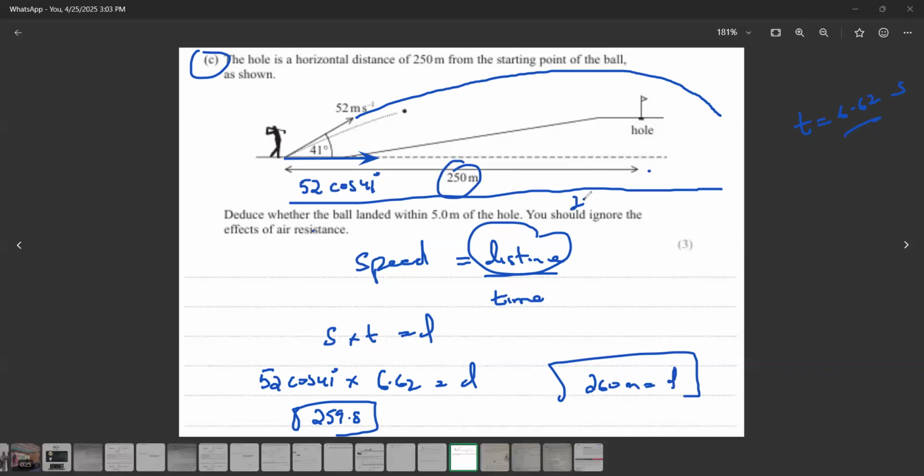So the ball will not land within 5 meters of the hole, because to land within 5 meters from the hole, the distance should be in the range from 245 to 255. But when we calculate, we got 260. It means the ball is 10 meters ahead of the hole. Is it clear, this one? So the ball will cover 260 meters, but it should land at any number from 245 to 255 to be in a 5 meter range.